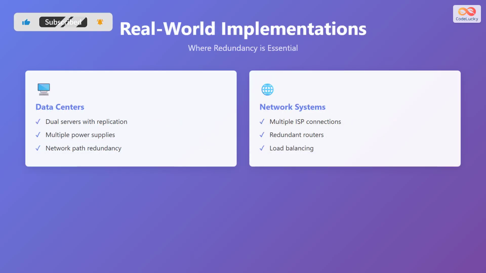Redundancy is critical in many real-world systems. In data centers, organizations use dual servers with data replication, multiple power supplies, and redundant network paths to ensure continuous service. In network systems, companies connect to multiple internet service providers, maintain redundant routers, and use load balancing to distribute traffic across multiple servers. These implementations prevent service interruptions and protect businesses from losing customers or critical data during outages.